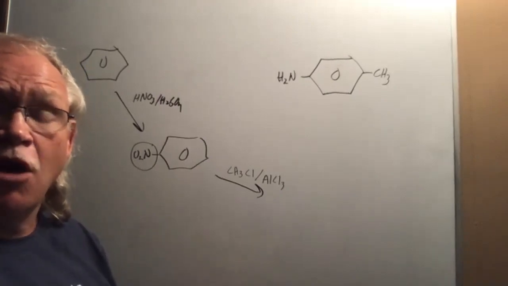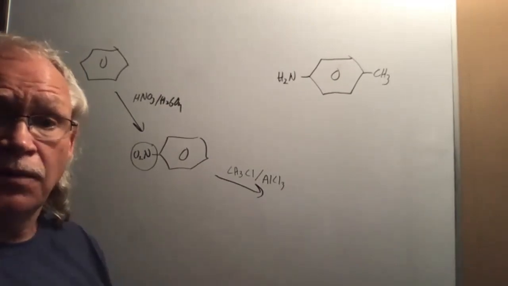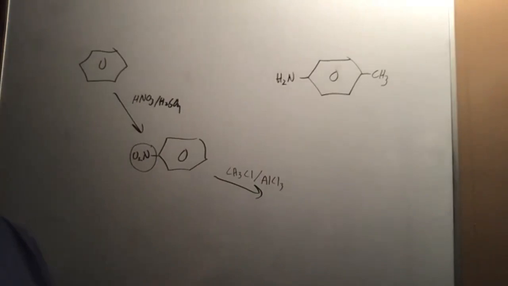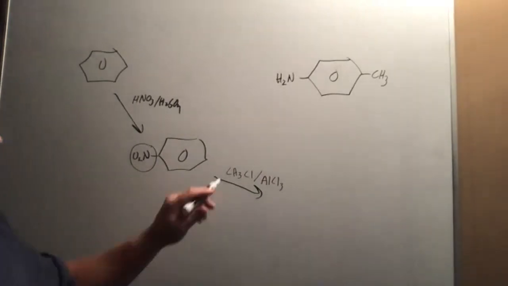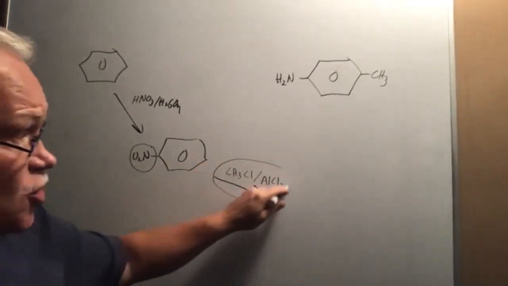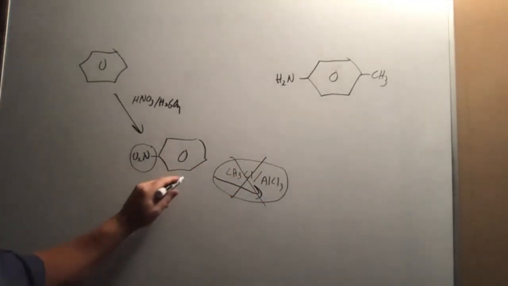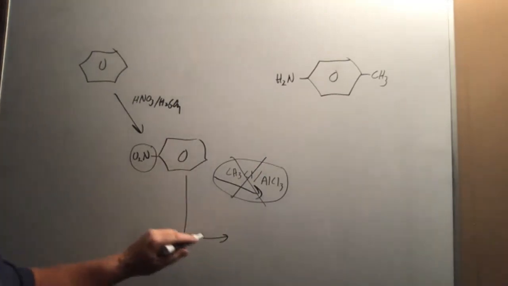Looking back in my notes, it's a meta-director. It's also a deactivating group. And remember, the alkylation reaction will not occur on a deactivated ring. So I was wrong. I cannot put that on first. So what do I do instead?